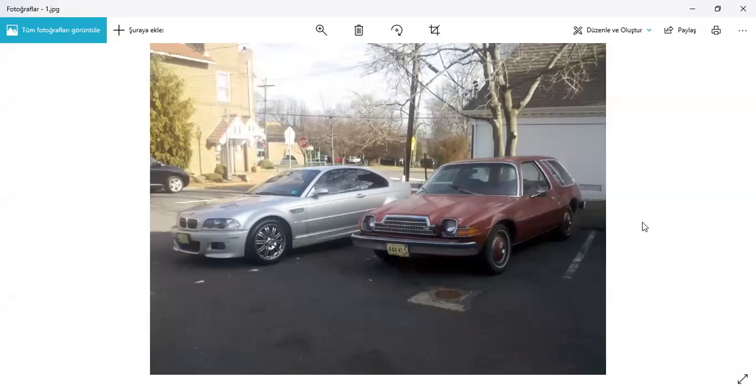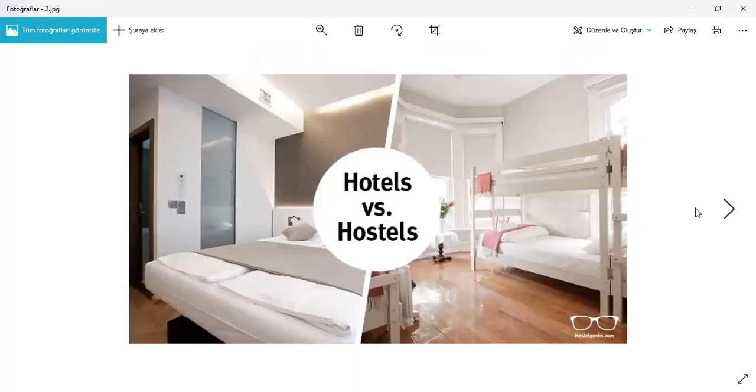So can you see two cars on the screen? The car on the left is a gray car and the car on the right is a red car. I want you to make some comparisons according to these cars. Let's compare the speed. The gray car is faster than the red car, or on the contrary, you can say the red car is slower than the gray car. I think this is enough for this picture. Let's go to the next one.